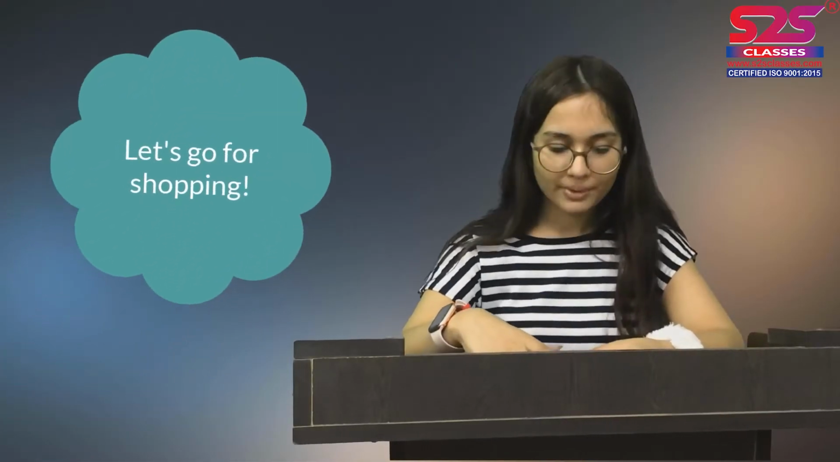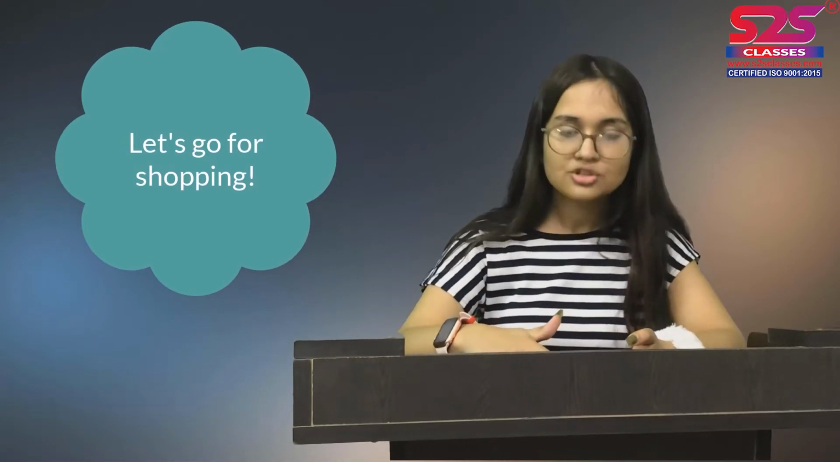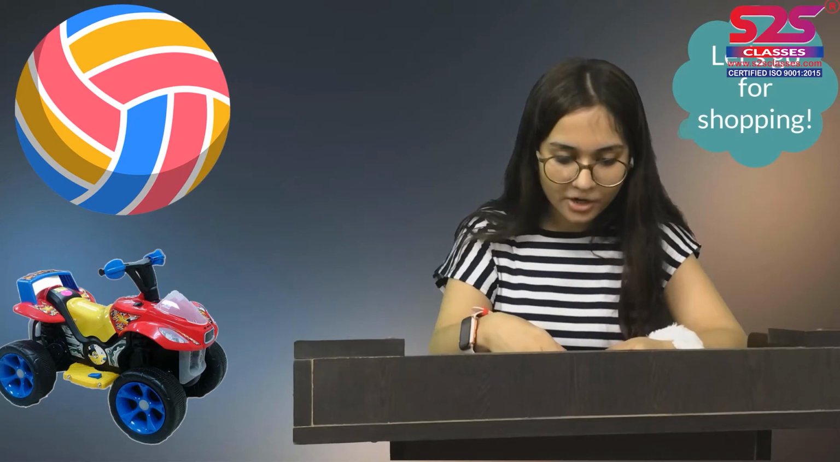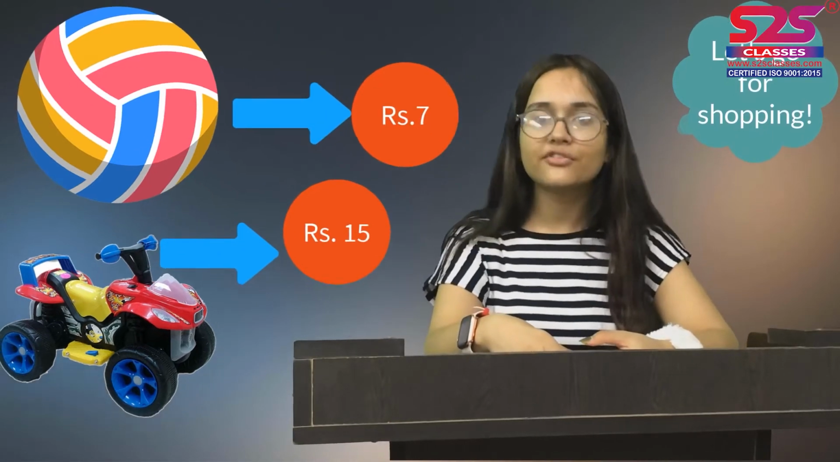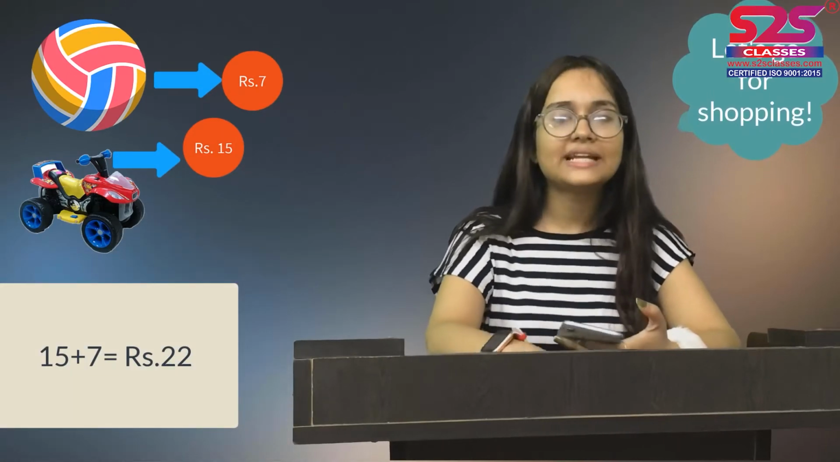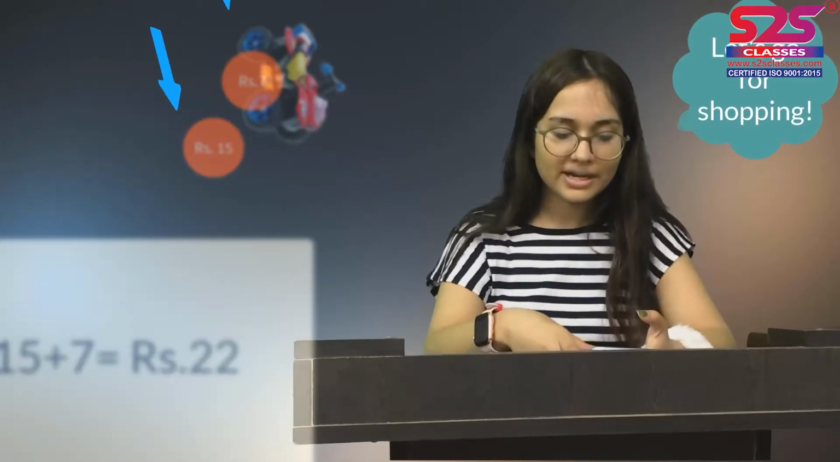Then we go for shopping. Now it says you can visit the self-service store. The prices of different items are given to you. Now without using a pen or a pencil, find the cost of one ball and one toy car. A ball is rupees 7 and a toy car is rupees 15. So 15 plus 7, it will give you 16, 17, 18, 19, 20, 21 and 22. So 22 will be the final answer.